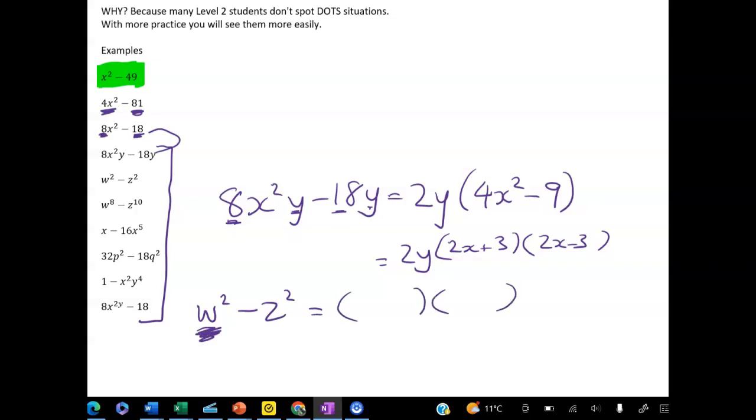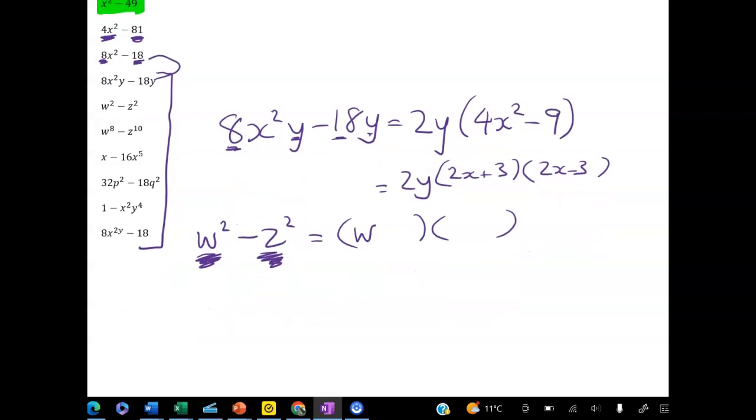Next one, easy, w squared minus z squared. This is a perfect square, and this is a perfect square. So now we're working with two different variables, w plus z, w minus z.